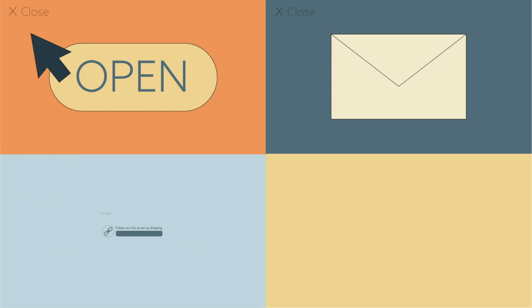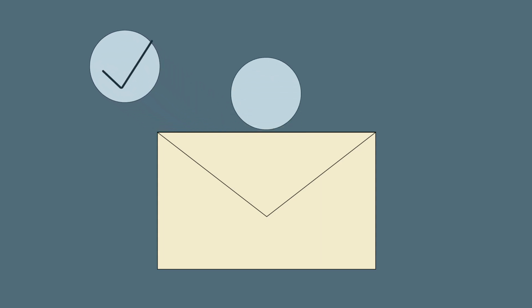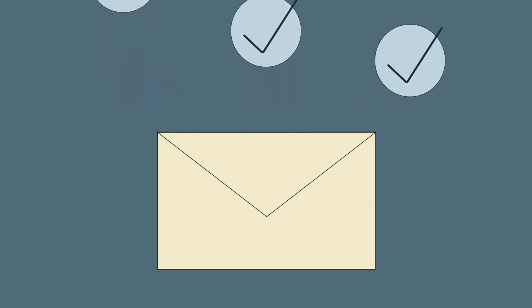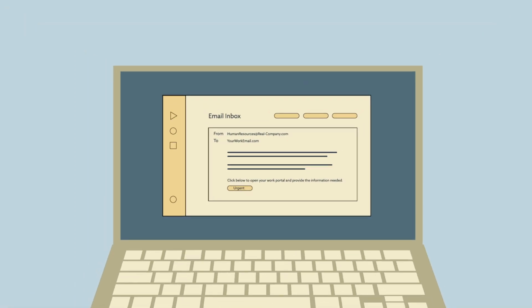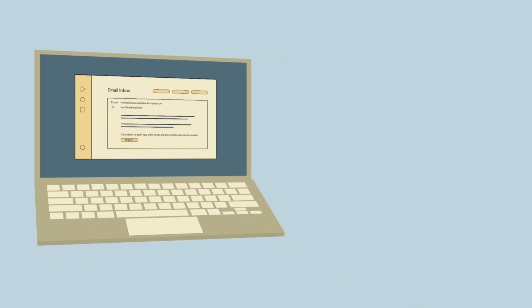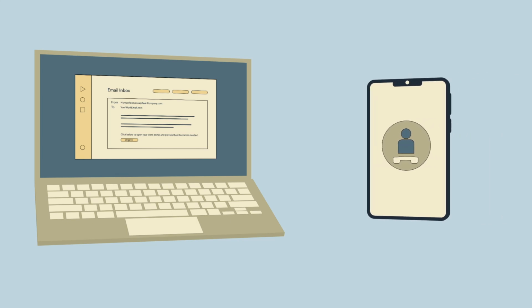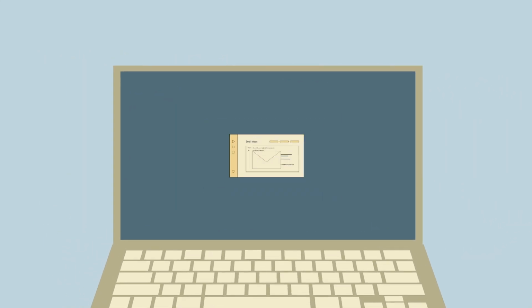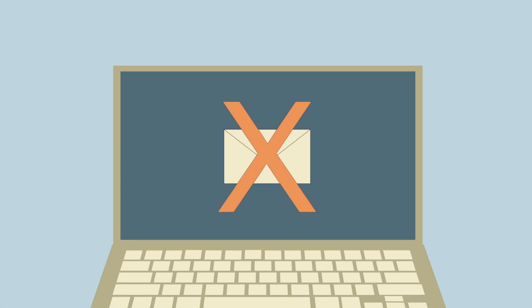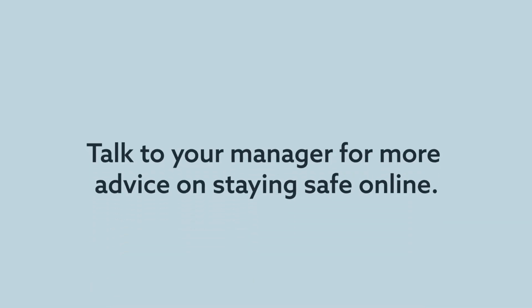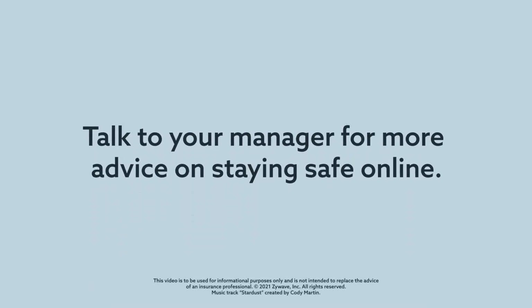Here's a rule of thumb to protect sensitive information online. If your gut is telling you that something's wrong, you should double or triple check that everything's in order. For instance, if your company's HR representative emails you asking for your bank account and social security number, give them a call first to see if the request is genuine. In most cases, you should never share sensitive information over email or interact with messages from unknown senders. Talk to your manager for more advice on staying safe online.